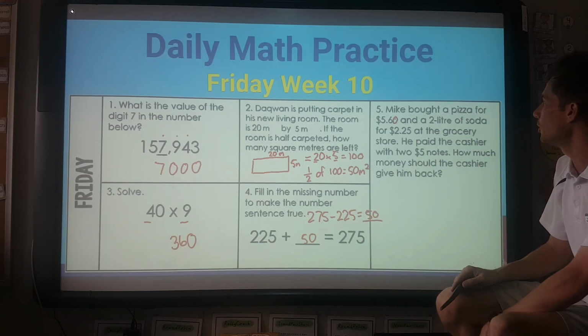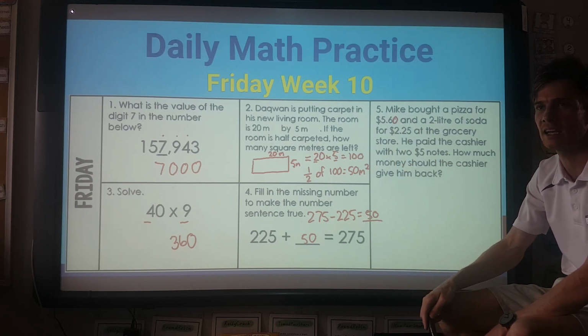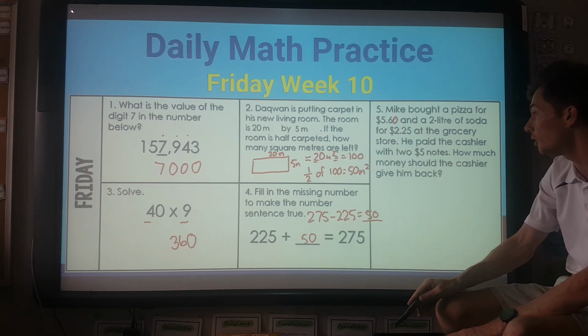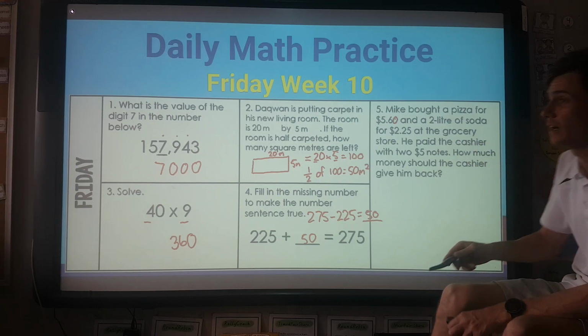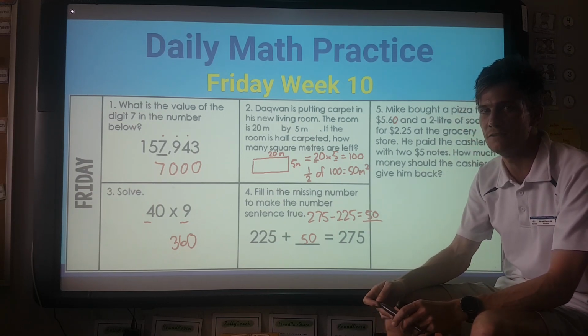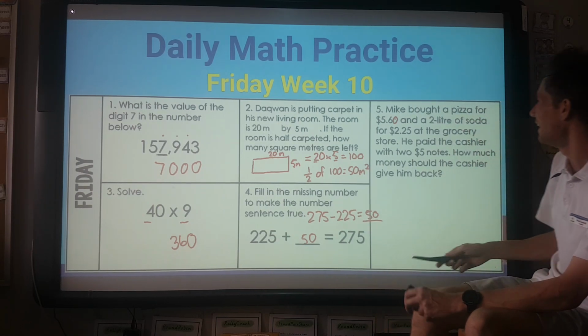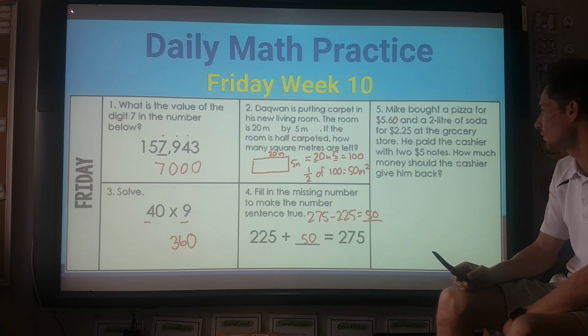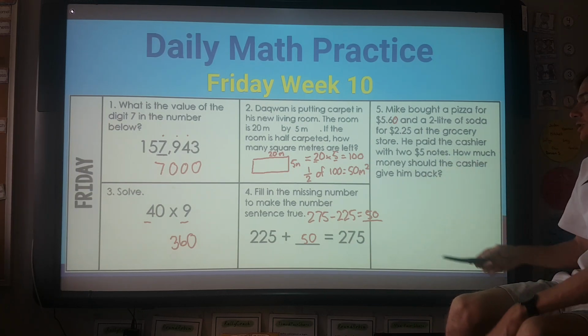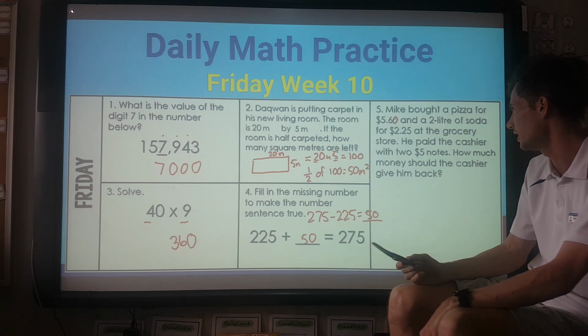So, Mike ordered pizza for $5.60. Cheap pizza can't be very good. Must be even worse than Domino's. A 2 litre soda. Soda is a soft drink if you are not speaking American. For $2.25 at the grocery store. He paid with 2 $5 notes. How much money should the cashier give him back? So we're just working out change again.